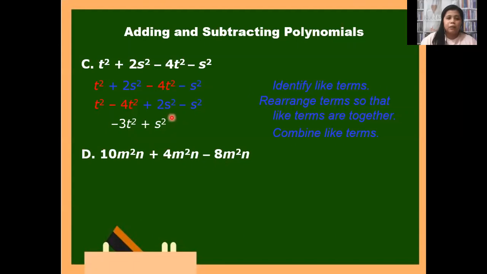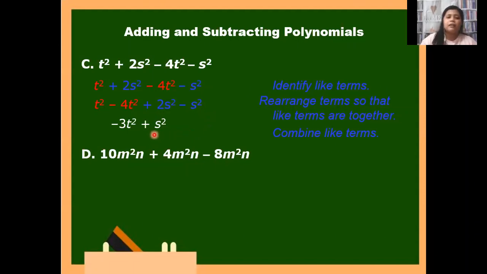Next is we will solve for 2s squared minus s squared. As you can see again, they have different signs. Therefore, we need to subtract. Okay? 2s squared minus s squared. Of course, the answer will be s squared only because the coefficient of s squared is 1 and the coefficient of the other s squared is 2. 2 minus 1, the answer is 1. So the answer will be 1s squared.